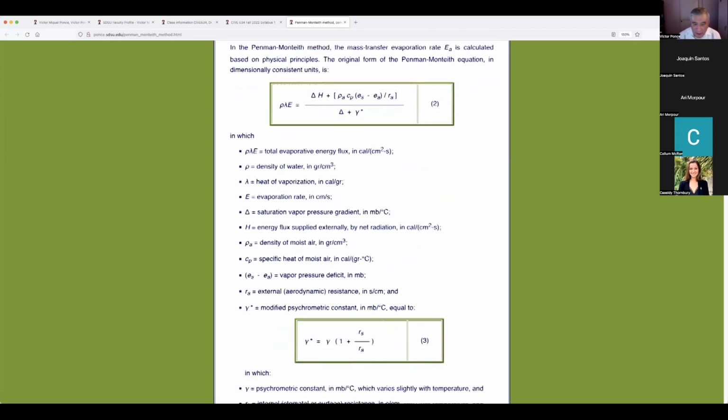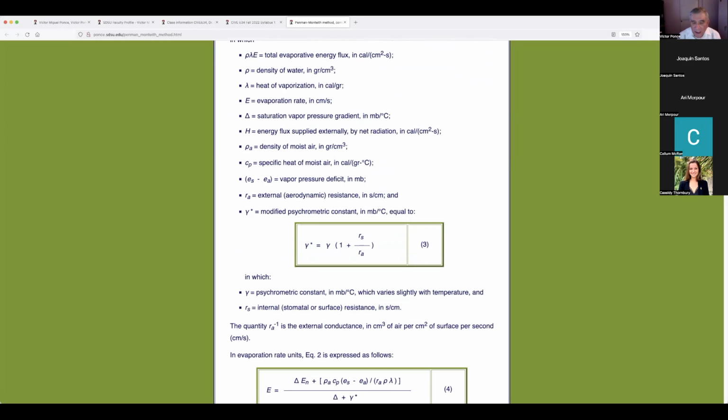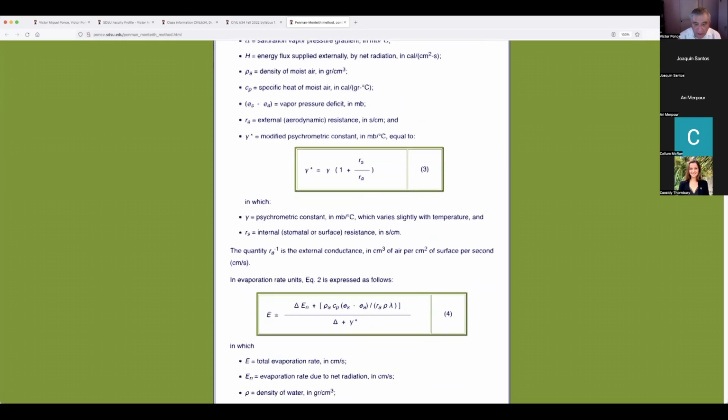Okay, so we have all the definitions in here, and this is repetition, but so be it. The gamma star is now the gamma multiplied times 1 plus R sub S over R sub A. And remember, these two constants are the ones that distinguish the Penman-Monteith method from the Penman method.